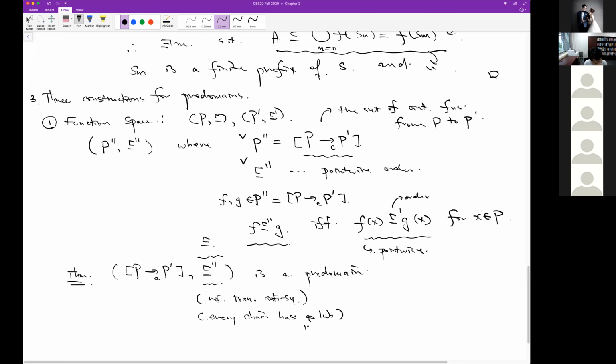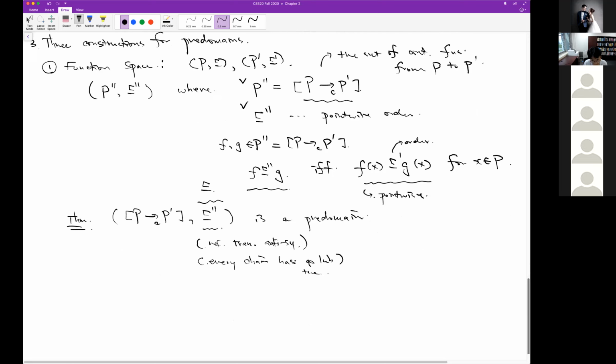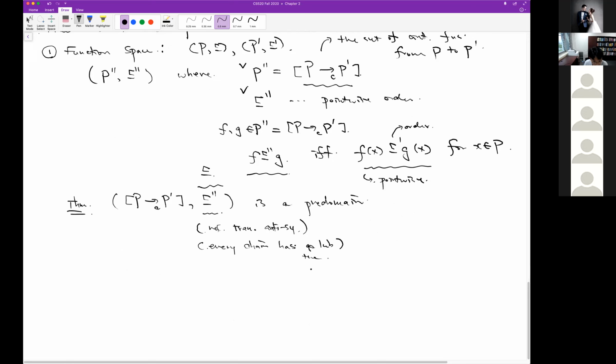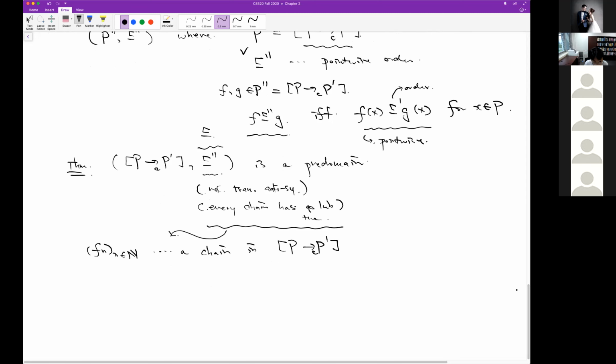Maybe has the least upper bound. So I'm not going to prove this theorem, but I will just show you what this least upper bound actually looks like. This least upper bound says that if you have a chain, I use this sequence notation, if I have a chain from P to P prime, then its least upper bound is defined pointwise.